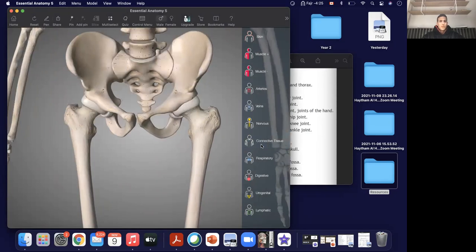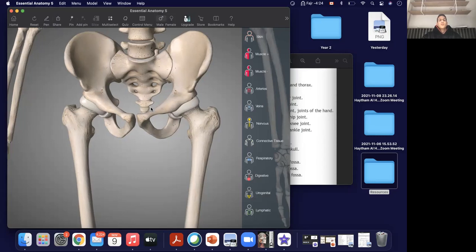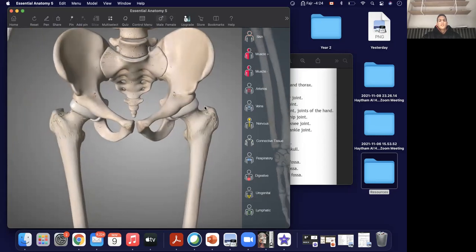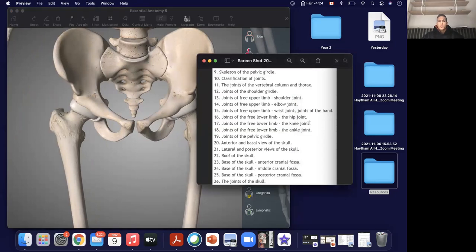So much connective tissue. I just need the specifics. The sacroiliac joints, sorry, are between the sacrum and the ilium surfaces. Then we have the pubic symphysis here. Then we have the sacrococcygeal joint between the coccyx and the sacrum. These are the joints of the pelvic girdle.